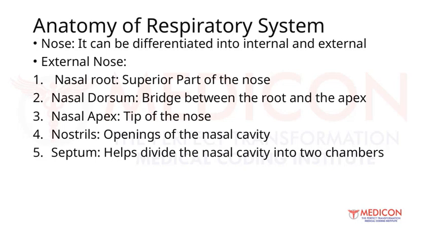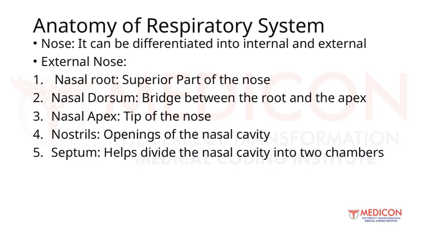Let's take a closer look at the anatomy of the respiratory system, starting with the nose, which is quite a fascinating structure. The nose can be divided into two parts, the internal and external nose. Today, we'll focus on the external nose first. The external nose has several key components. At the very top, we have the nasal root, which is essentially the superior part of the nose, the area right between the eyes. Moving downward, we encounter the nasal dorsum, which is the bridge that runs from the root to the apex, or the tip of the nose. The apex is what we commonly think of as the tip of the nose, the most protruding part.